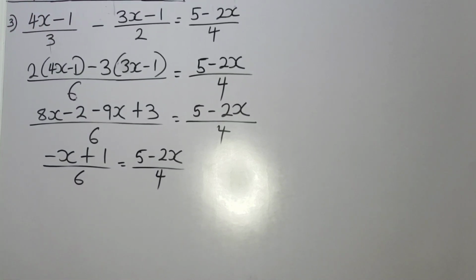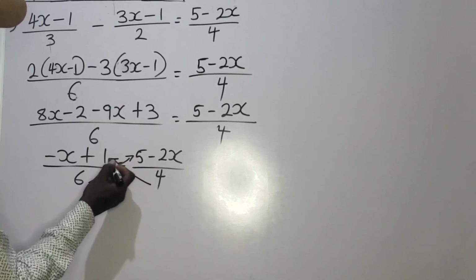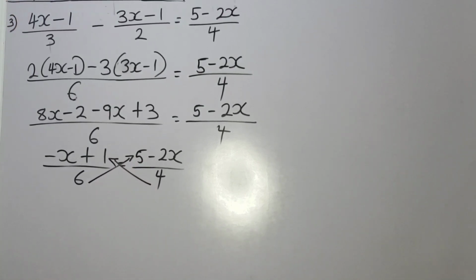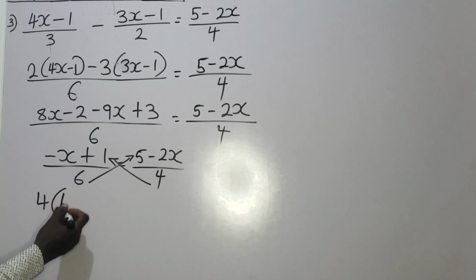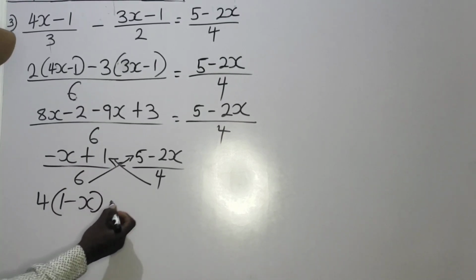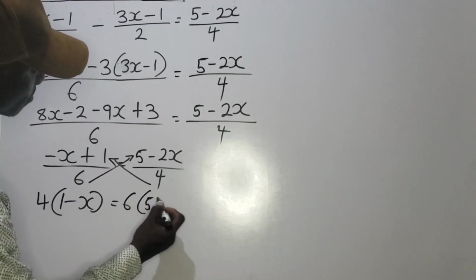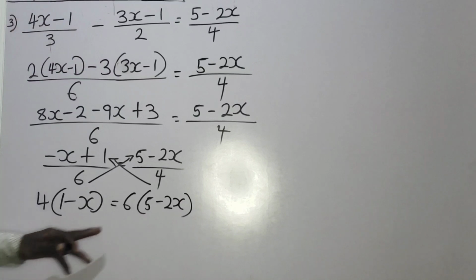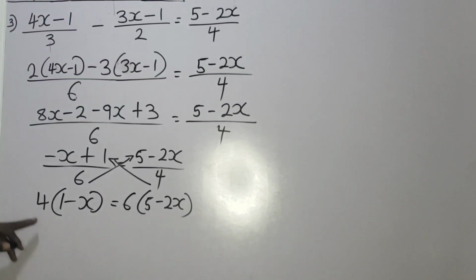We can take the cross product, you understand? So for this 6 we multiply this 5 minus 2x, and this 4 we multiply negative x plus 1. So I'm going to have 4 into bracket negative x plus 1, which can be written as 1 minus x. You understand? Is equals to 6 multiplied by 5 minus 2x. Do you know the meaning of this? That is, 6 is multiplying all the terms in the bracket, and 4 is multiplying all the terms that we have in the bracket.